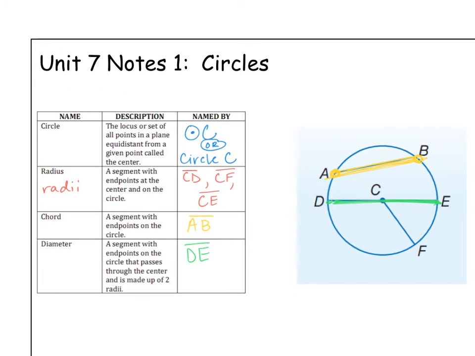So I'll read the definition. Diameter: a segment with endpoints on the circle that passes through the center, and it is made up of two radii. So remember how this goes halfway and this goes halfway? Two radii make up one diameter.